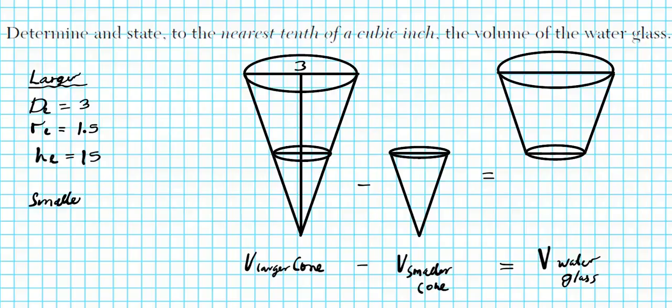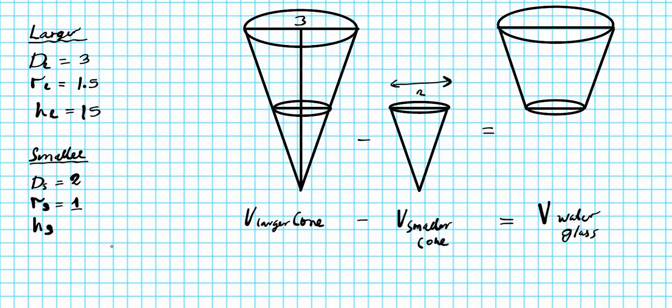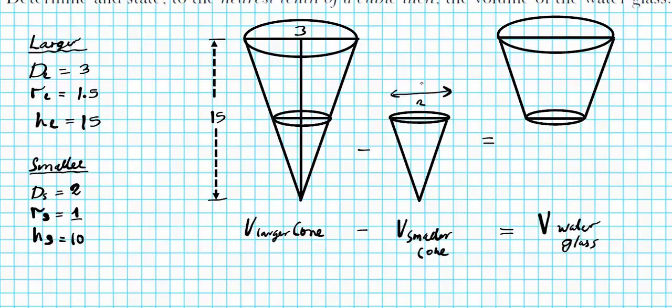And then for the smaller cone, what do I know? The diameter of the smaller cone is 2, so the radius is half of that, which is 1. What is the height of the smaller cone? That was our measure for x, the x that we found out right here, and that is 10. So the height of the smaller cone is 10 inches. So for the larger cone, the radius is 1.5 and the height is 15. And for the smaller cone, the radius is 1 and the height is 10. Okay, now we're good to go.